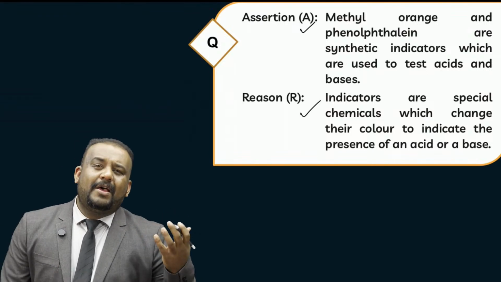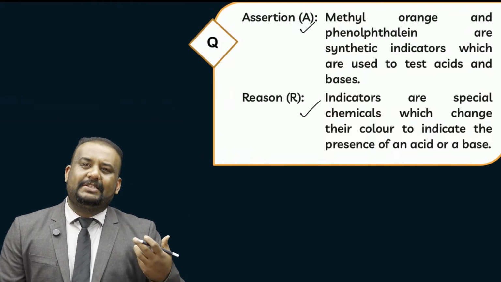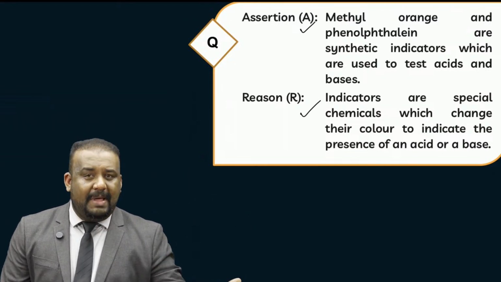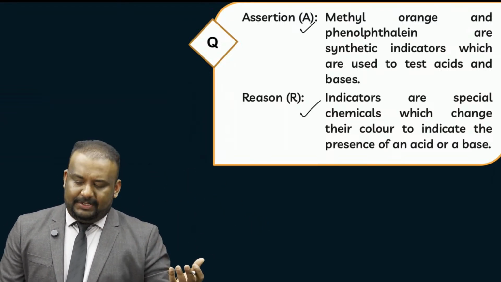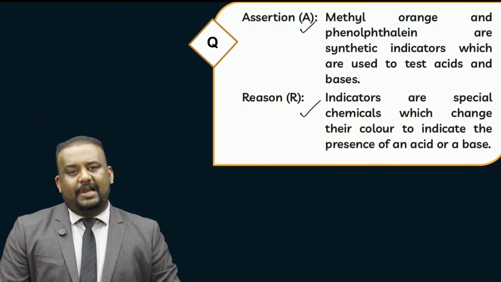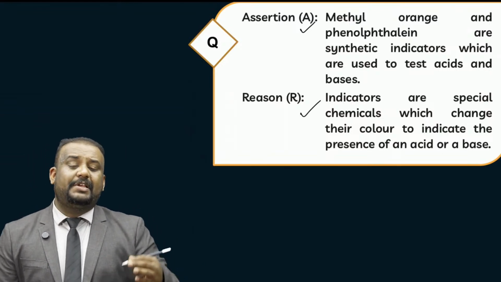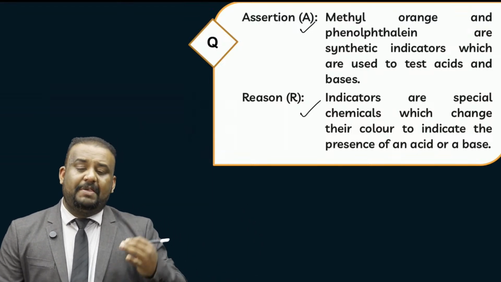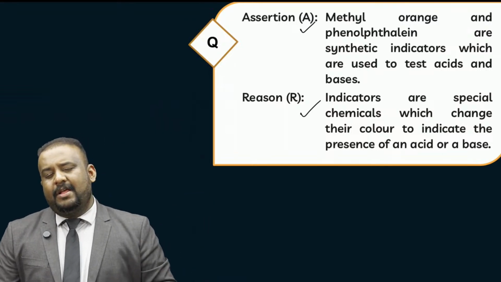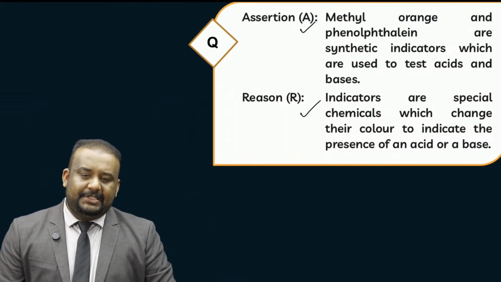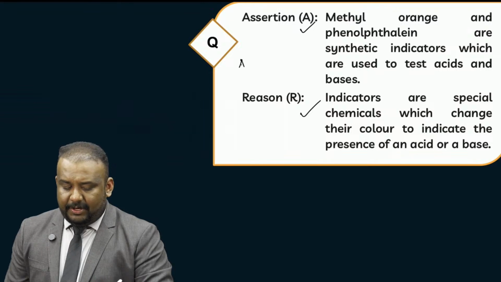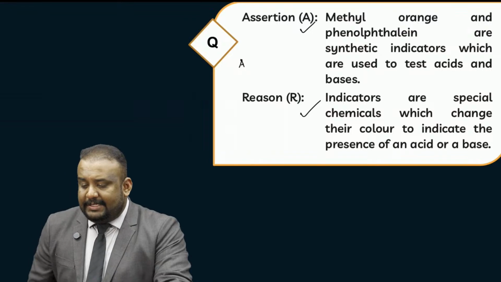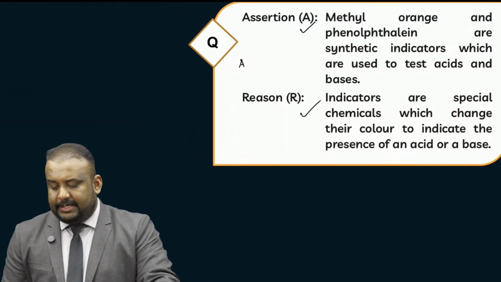Some of them indicate the presence of acids and bases by change in color. Some of them change their odor or smell. So there are olfactory indicators also. So these two statements are correct, and they are very much dependent, because the reason statement is very well explaining why methyl orange and phenolphthalein are used as acid-base indicators. So we can go ahead with option A. Yes, great guys. Everyone has given the correct answer. Excellent.